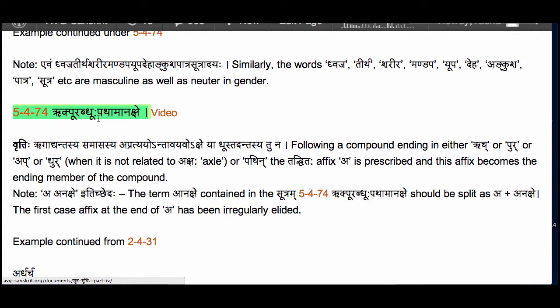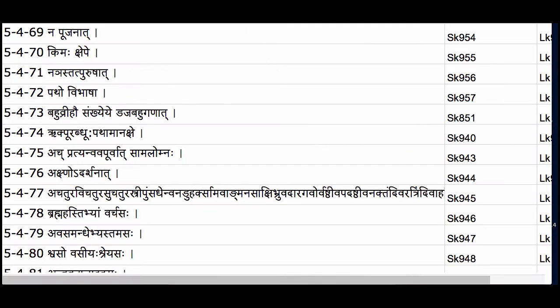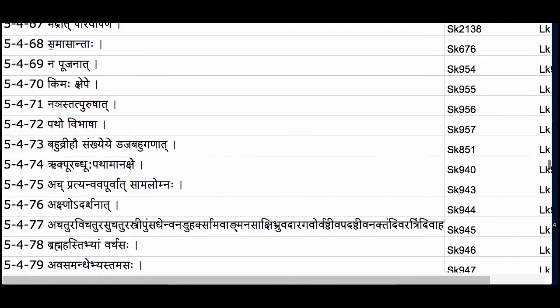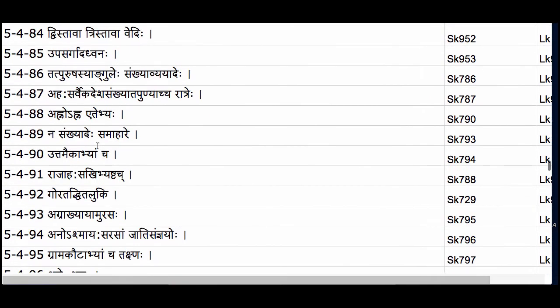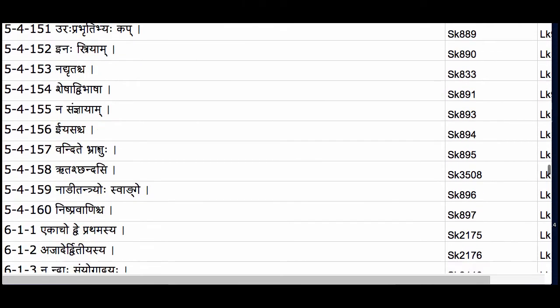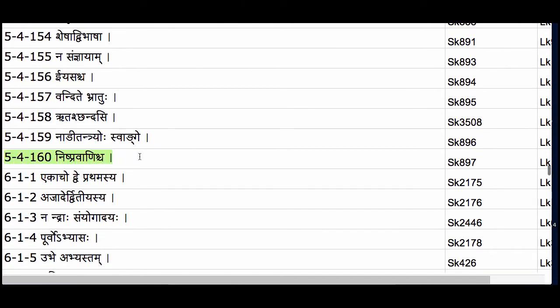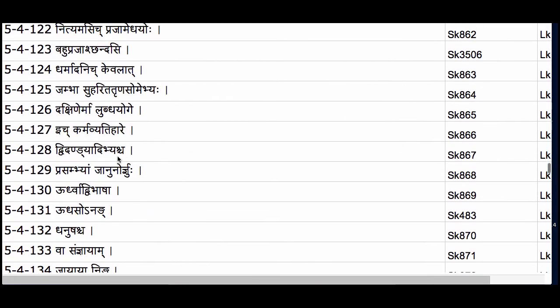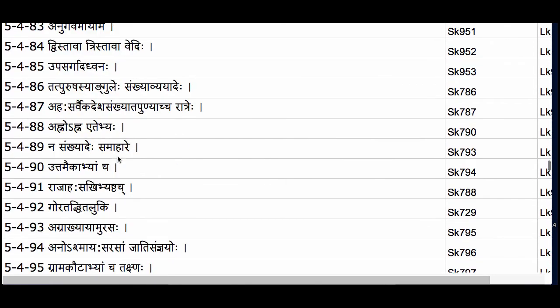Rukpurabdhuf Pathamanak. Before going to the vritti of the sutram, let us take a look at where the sutram is located in the Ashtadhyayi. We know very well the adhikara of samasantaha. It starts from 5468 and goes to the end of that fourth quarter, which is up to the end of the fifth chapter of the Ashtadhyayi. So this sutram 5474 is in that adhikara of samasantaha.